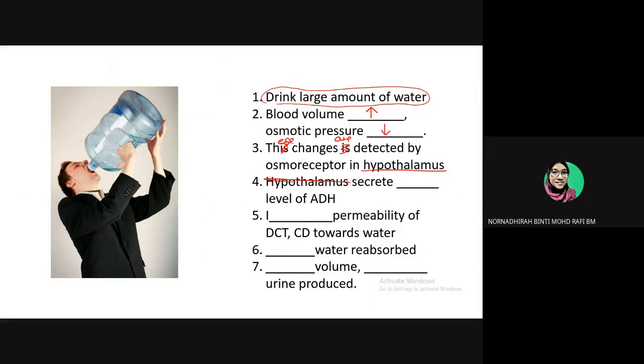So hypothalamus bukan secrete. It is posterior pituitary gland will secrete less amount of ADH. So what will happen? It will reduce the permeability of DCT and collecting duct towards water. So since less permeability, less water reabsorbed. So what will happen to the urine? More volume produced and diluted urine produced. Itulah dia. So that is the conclusion.